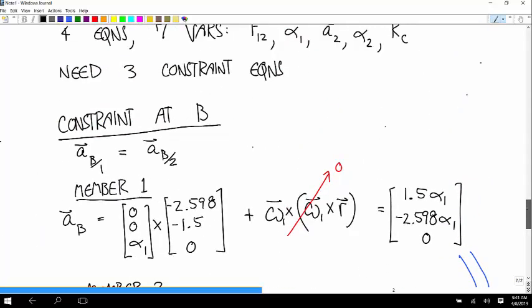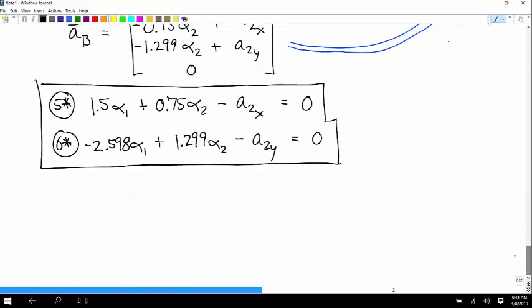So now we're done with the constraint at B. We need one more equation, and that's going to come from the constraint at C.